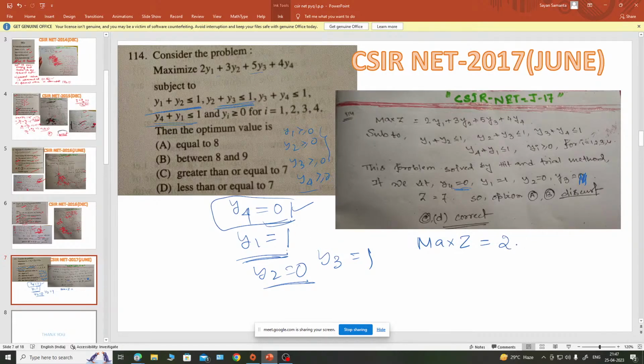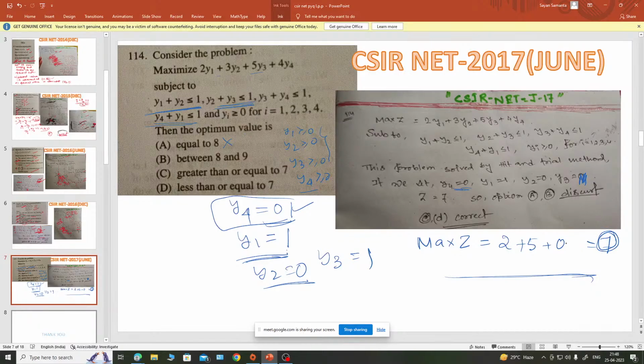Max of z equals y1 equals 1, that is 2, plus y3, with y2 equals 0, y3 equals 5, and y4 also 0, that is 7. So the maximum of z, if possible, should be 7. So here we say it equals 7. So the first option is discarded, because we can easily find that the maximum of z equals 7.